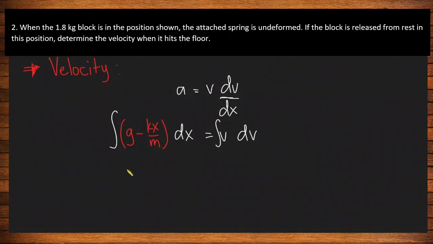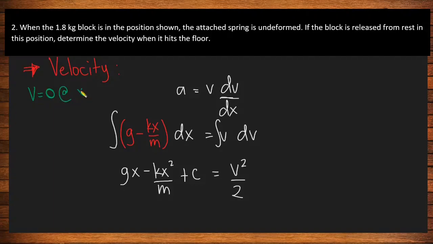So we now have the equation gx minus kx squared over 2m plus C equal to v squared over 2. The constant of integration can be eliminated from our initial condition. So recall that our block is at rest o hindi siya gumagalaw at its initial position. And then, initially, yung spring din natin is undeformed. So, hindi pa siya na-stretch. So, we have x equal to 0. So, if we substitute this into our equation here, we will obtain the value of our constant of integration, and that will be equal to 0.